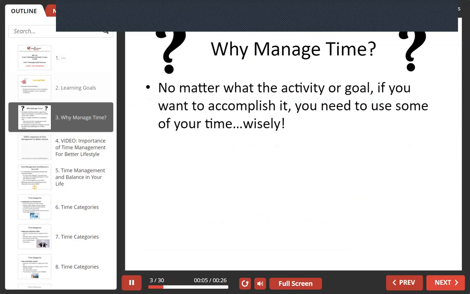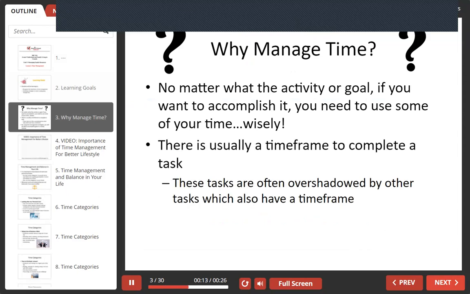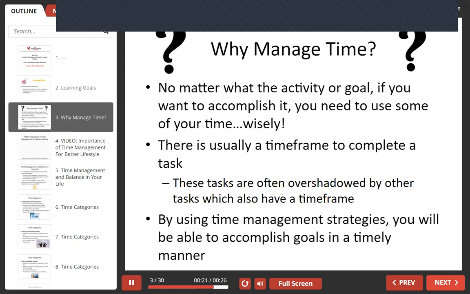No matter what the activity or the goal is, if you want to accomplish it, you need to use some of your time wisely. And there's usually a time frame to complete a task. These tasks are often overshadowed by other tasks, which also have a time frame. By using time management strategies, you will be able to accomplish goals in a timely manner.